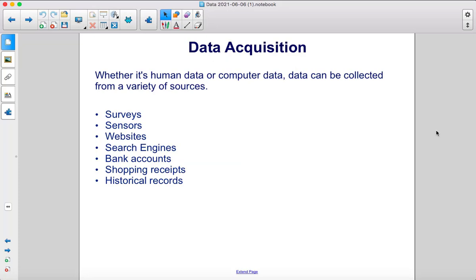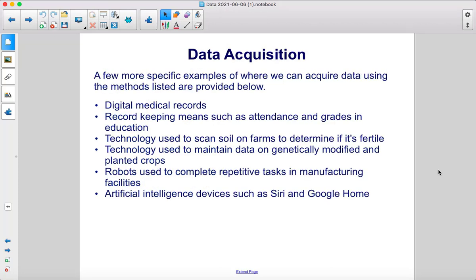Whether it's human data or computer data, data can be collected from a variety of sources. Surveys, sensors, websites, search engines, bank accounts, shopping receipts, or historical records. A few more specific examples of where we can acquire data using the methods listed are provided below.